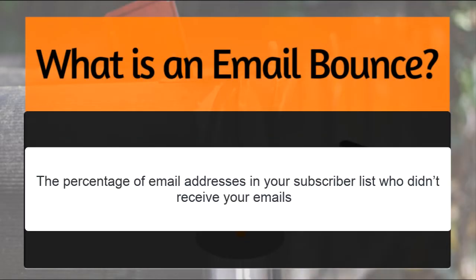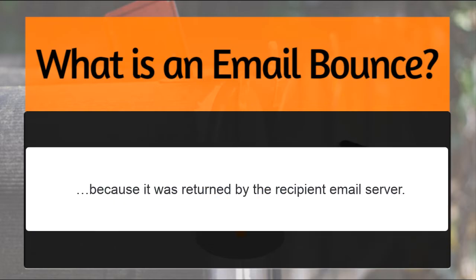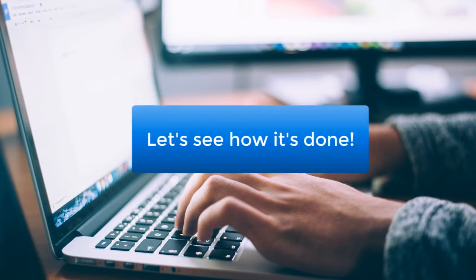An email bounce rate refers to the percentage of email addresses in your subscriber list who did not receive your emails only because it was returned by the recipient's email server. Now let's look at how you can reduce the email bounce rate of your email marketing.